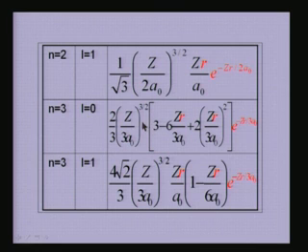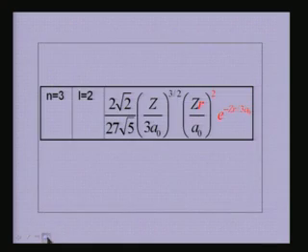You see that the pattern of the Laguerre polynomials and the exponential is such that the exponential is e to the minus r by 3 a naught. For n equal to 3, L equal to 0, you have that. For n equal to 3, L equal to 1, you have that again, and for n equal to 3, L equal to 2, you have that again, z r by 3 a naught.